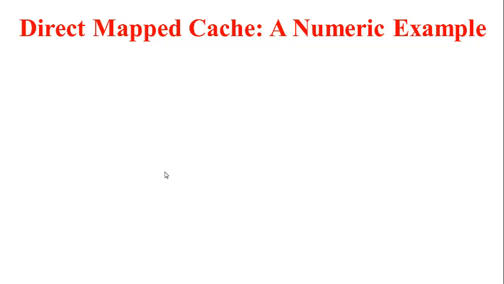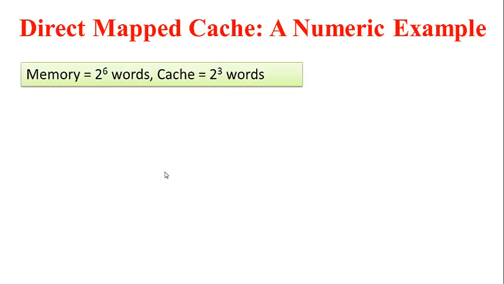Let us understand direct mapped caches better with a numeric example. Let us say that we have memory which has a size of 2 power 6 words and a cache with a size of 2 power 3 words.